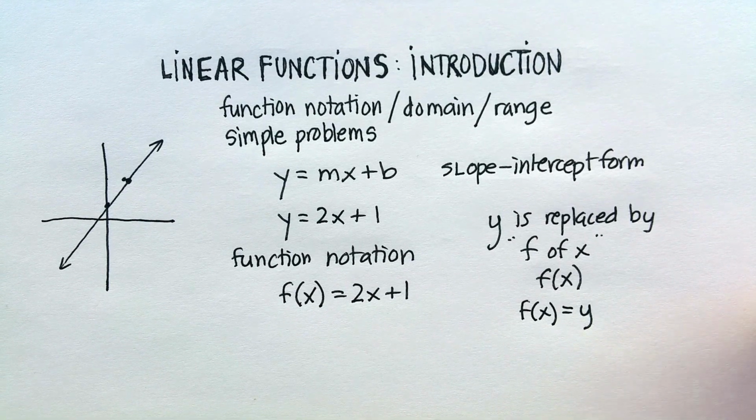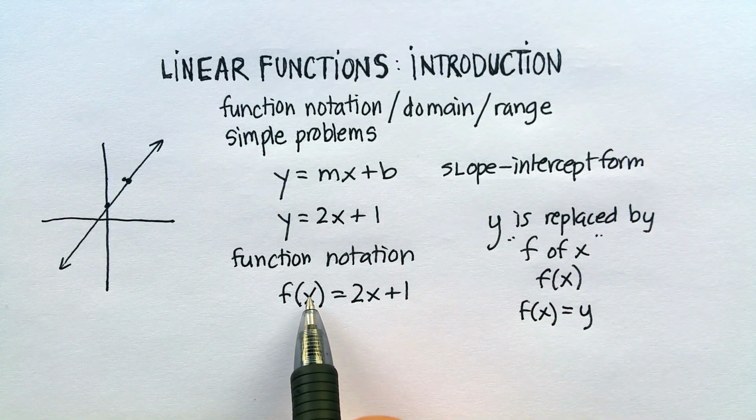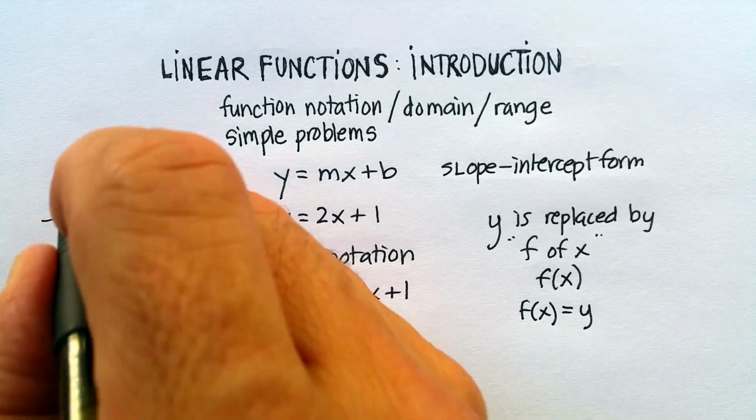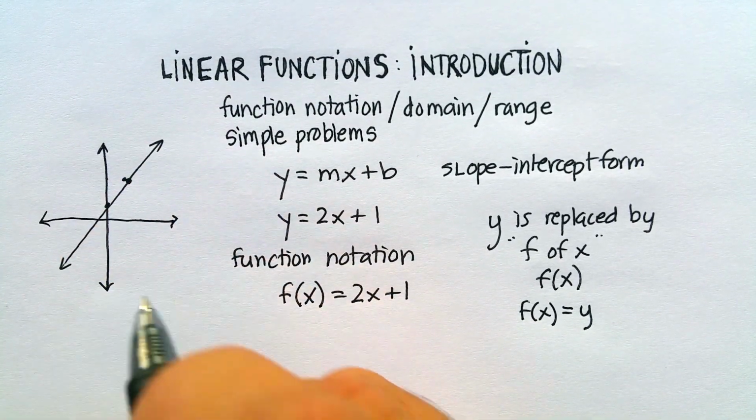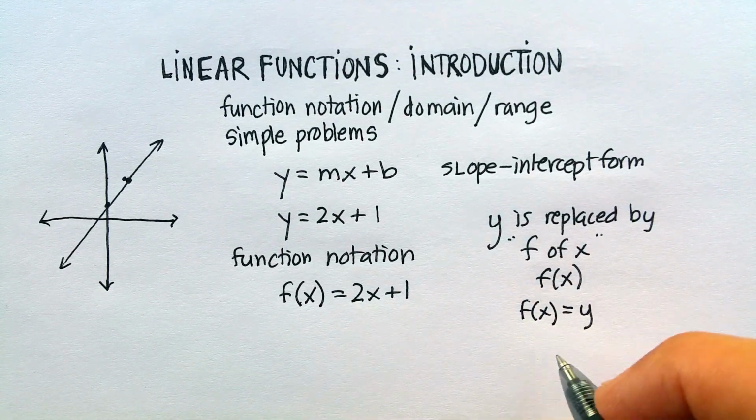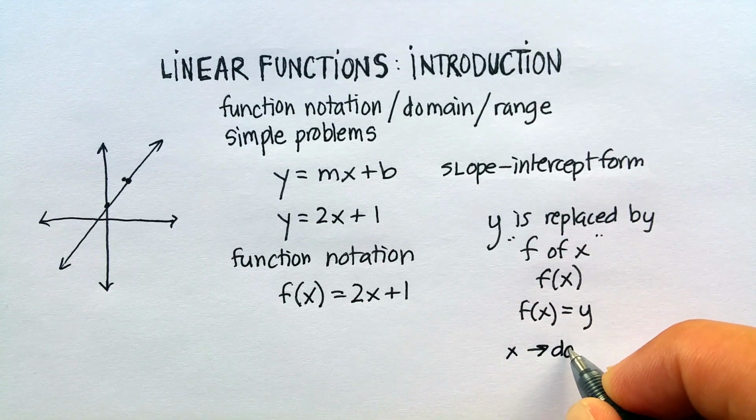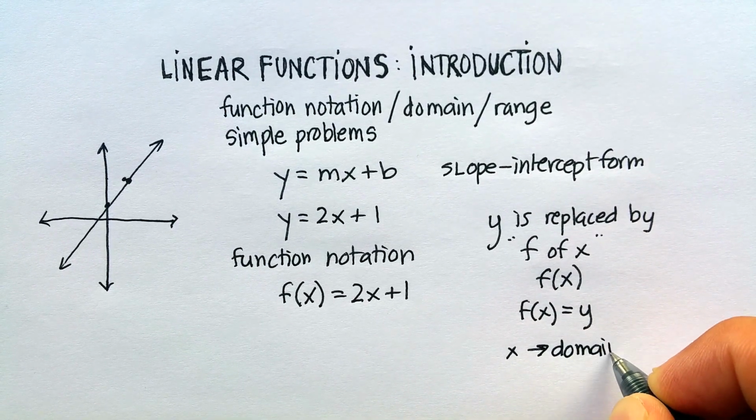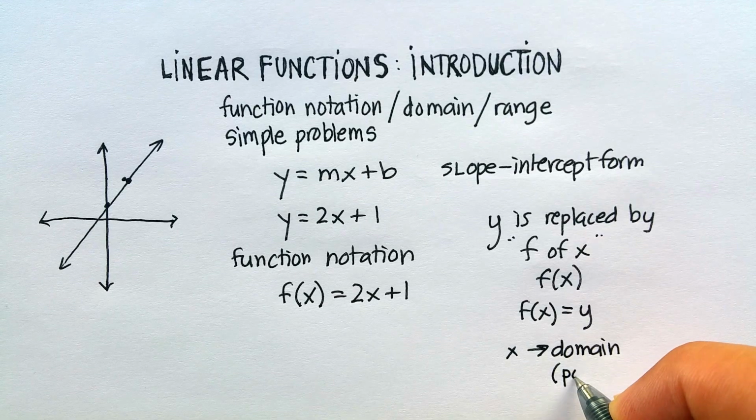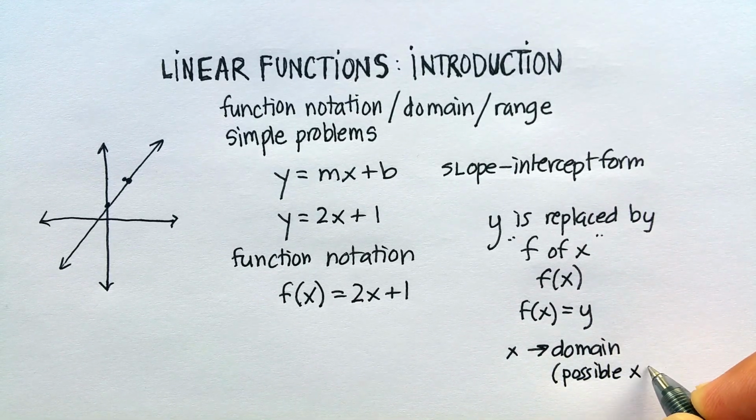Again, let's ask why we're doing that. What we're saying is that we have some kind of an x, right? Something along the x-axis that we're going to put into this equation. So the x is the domain. These are where all the possible x values come from. Possible x values.